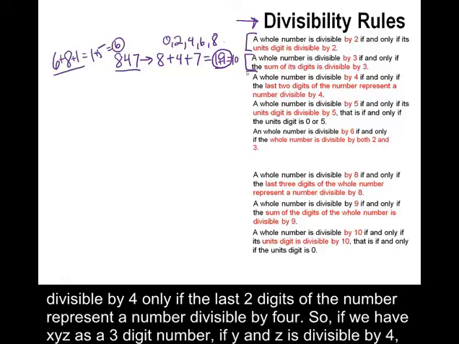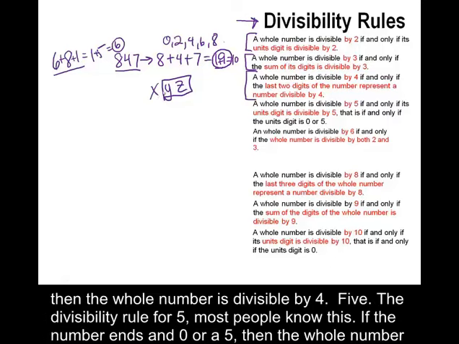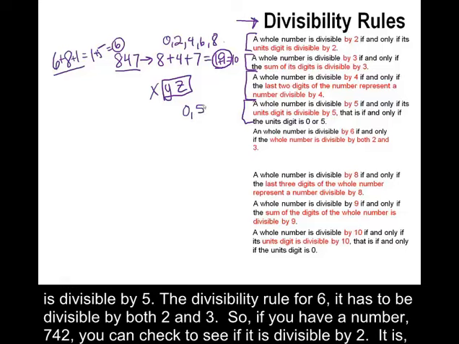A whole number is divisible by 4 only if the last 2 digits of the number represent a number divisible by 4. So if we have a 3-digit number xyz, if yz is divisible by 4, then the whole number is divisible by 4. The divisibility rule for 5, most people know this: if the number ends in 0 or a 5, the whole number is divisible by 5.